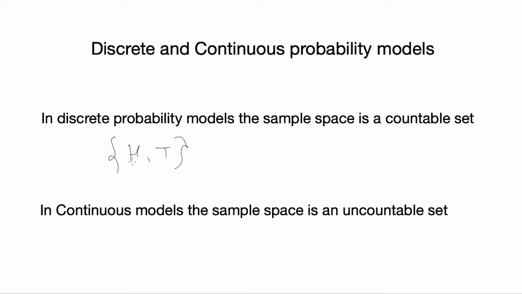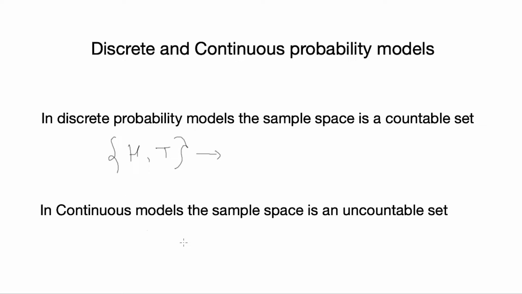This sample space is a countable sample space because it has just two elements, so we can't get another outcome rather than heads or tails. So in this case, the sample space is a finite and countable sample space. However, in the continuous case, the sample space is an uncountable set.